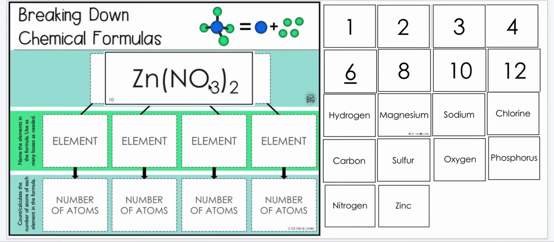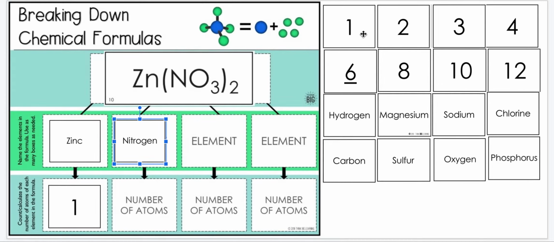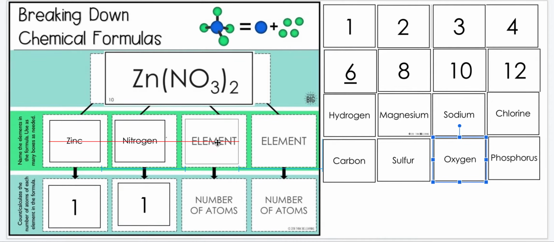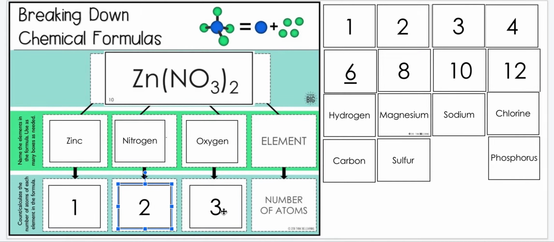Zn(NO3)2. Zn is zinc. It has no subscript, so that's an invisible 1. N is nitrogen. It has no subscript, so that's an invisible 1. O is oxygen, and it has a subscript of 3. But I also have, outside my parentheses, another subscript of 2. This 2 gets multiplied times nitrogen and oxygen. So this 1 for nitrogen gets multiplied by 2 and is 2. And the 3 for oxygen gets multiplied by 2 and is 6.